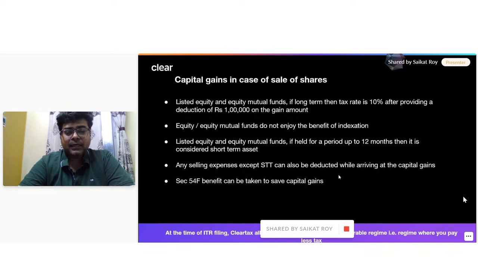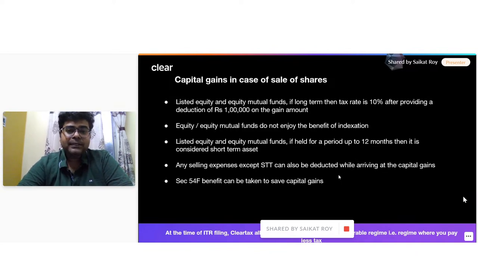Now, a situation may arise in case of sale of shares, right? Now, again, as we have discussed, listed equity shares or mutual funds, if they are held for a period in excess of 12 months, the rate of tax is 10% after giving you a deduction of 1 lakh rupees on the gain amount, right? And they do not enjoy any benefit of indexation, right?